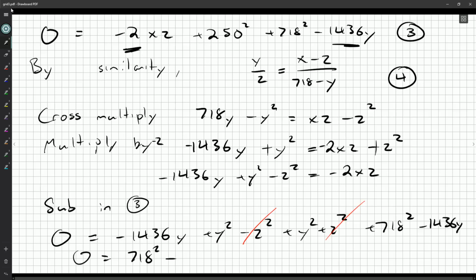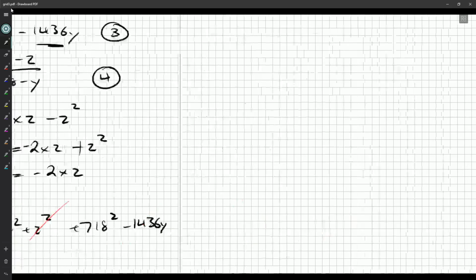So we'll get 718 squared minus 1436. That's going to be 2872y plus 2y squared. I can divide by 2 on both sides. And we're going to have just a nice little quadratic. So 718 squared, I don't know what that is. Divided by 2, I'm really not liking this. What are the factors of 718? Maybe that'll be easier to work with.